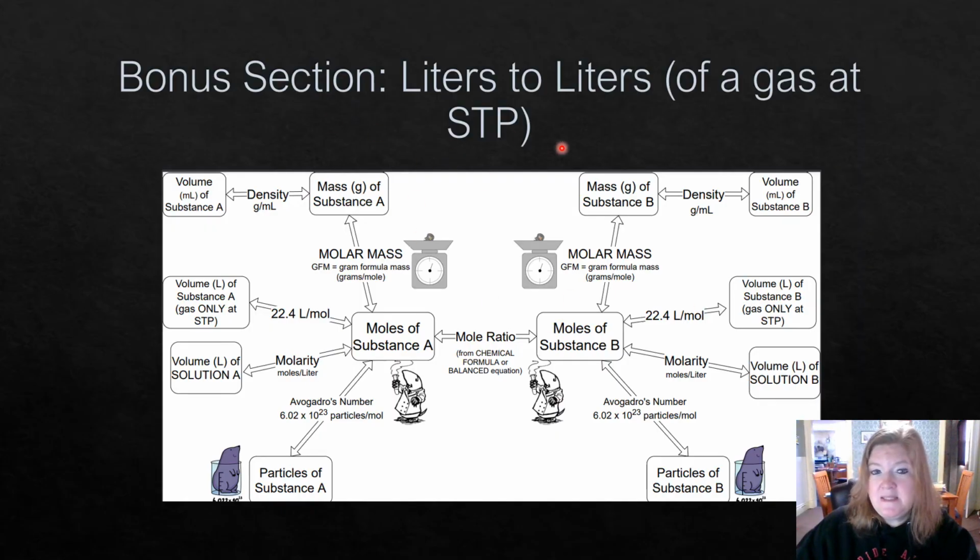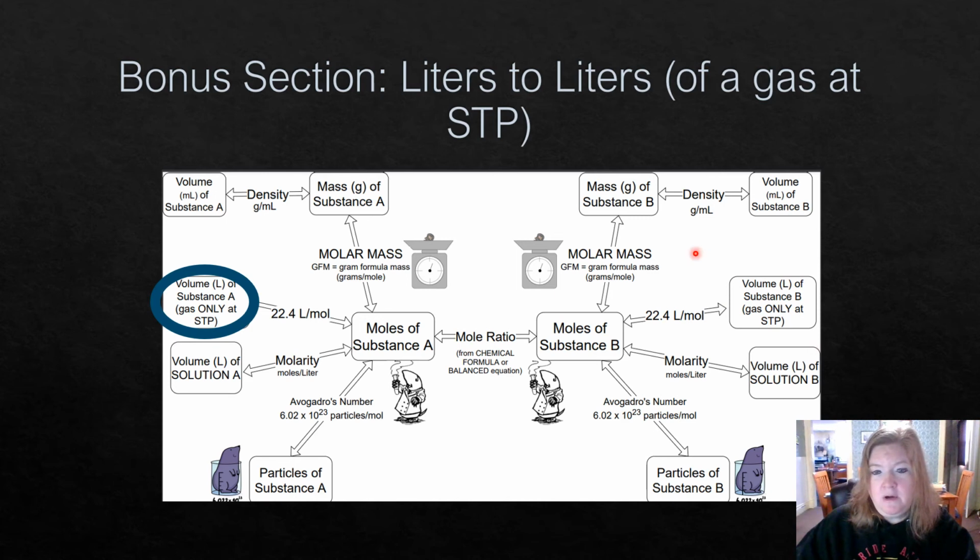Okay, in this last section, it is not on your sheet, but I do want to talk about it because it's another thing that you can do with this mole chart. We can go from liters of one substance to liters of another substance, but they both must be gases and they both must be at STP. So the reaction has to be happening at STP. We need a balanced equation. So how are we going to get here?